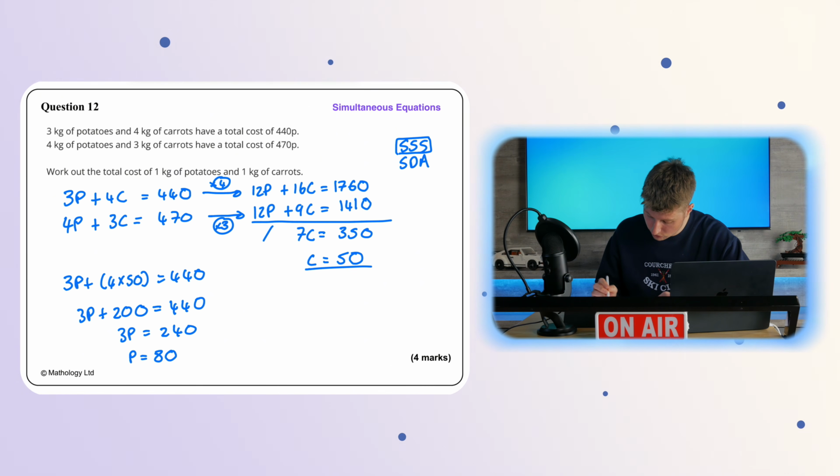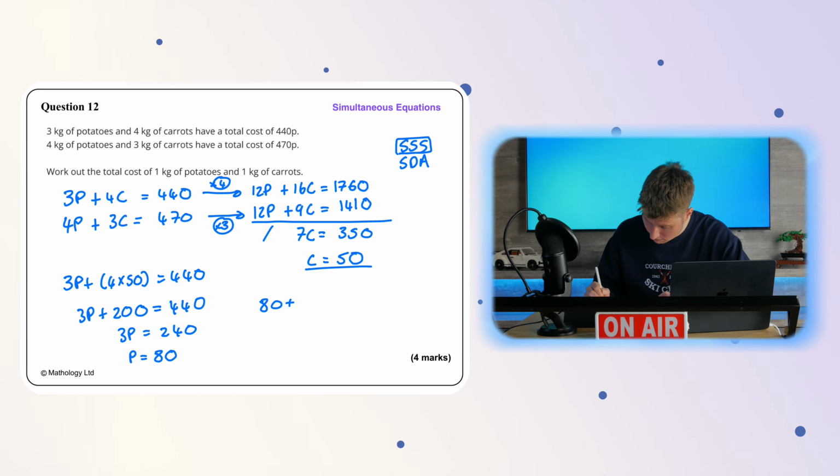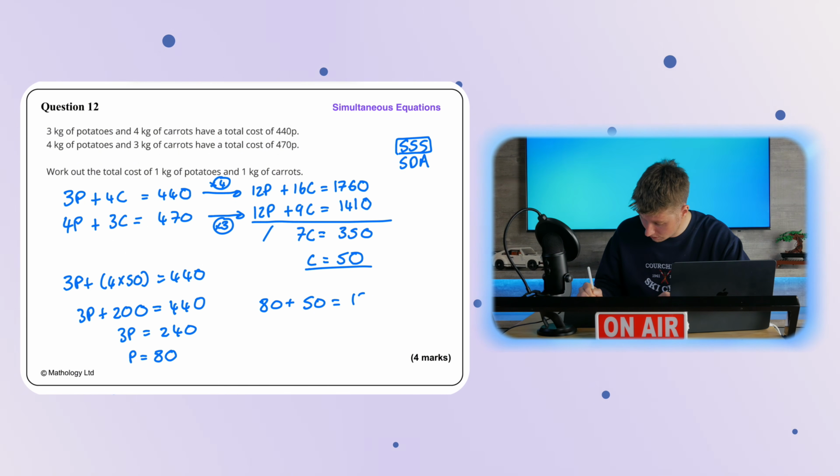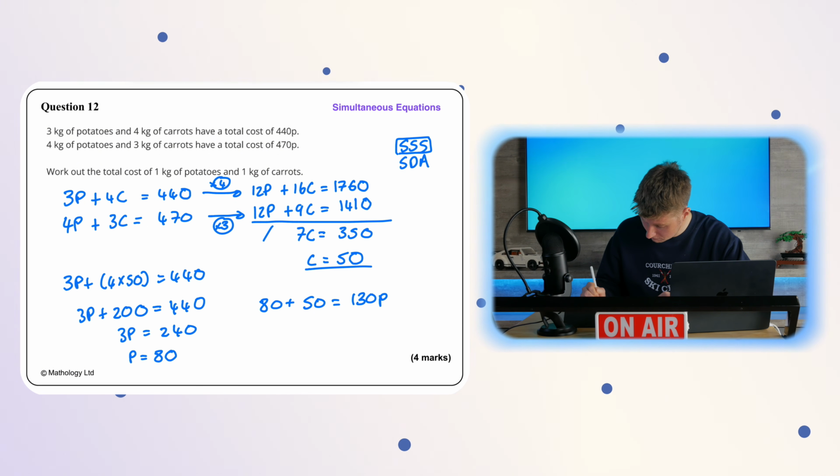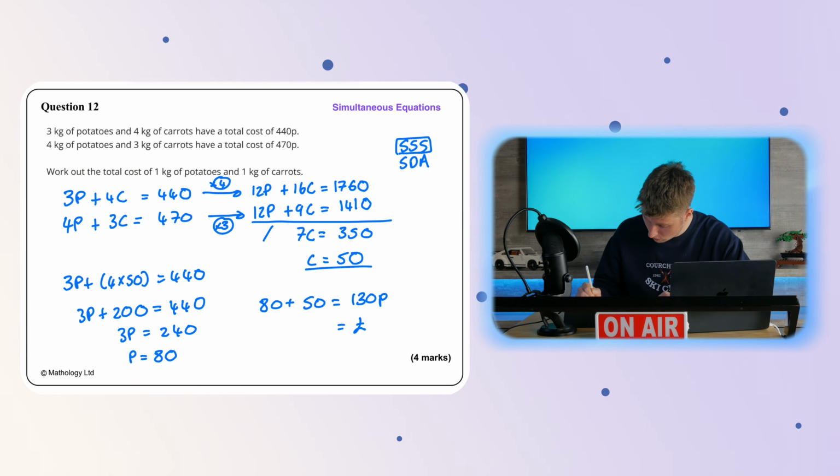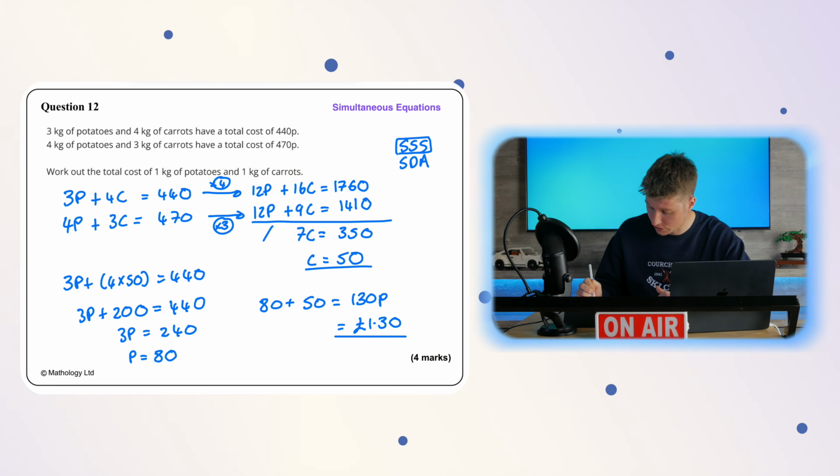80. So the total cost will be 80 pence plus 50 pence, which is equal to 130 pence, which is equal to £1.30. So that is the final answer for question 12.